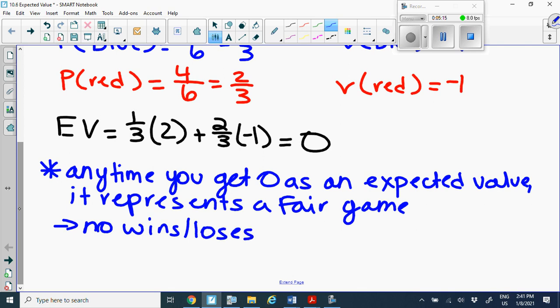Now, if I had an expected value that was positive, that means I would gain amounts or gain points. However, if my expected value was negative, then I would lose points. So this is what we would call a fair game. And this also represents saying that on average, my points will add up to 0. So if I played this over and over, basically infinity times, on average, I would get 0. And then the other person would also get 0.